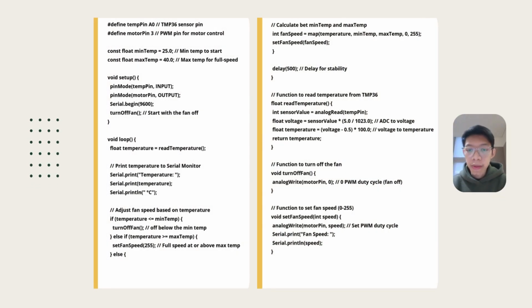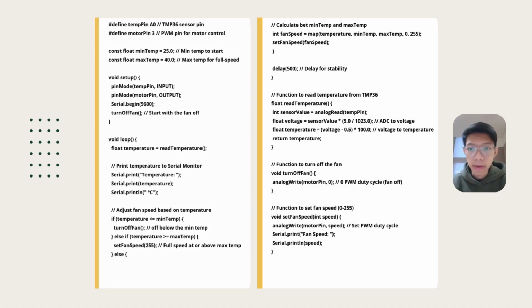The code for this is quite simple. We first have a function for the fan speed, and then we calculate the minimum temperature and the maximum temperature. Then there is another function to read the temperature from the temperature sensor. Last but not least, we have a main function that executes whether we should turn the fan on, off, or set the fan speed according to the temperature. So yeah, that's about it.